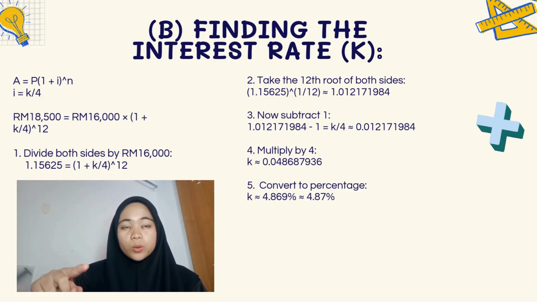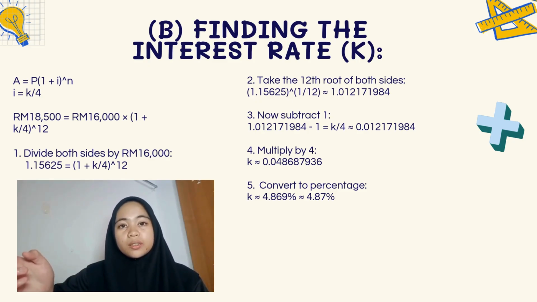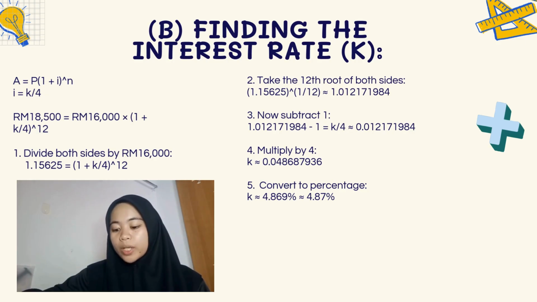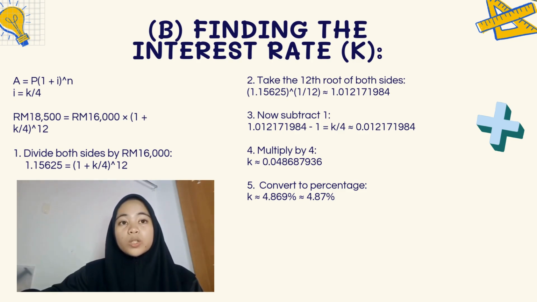So the power of 12, you need to move and make it the power of 1 divided by 12. So calculate 1.15625 the power of 1 divided by 12. The answer is 1.012171984 equals 1 plus K divided by 4. So the number 1, you need to minus from 1.012171984.